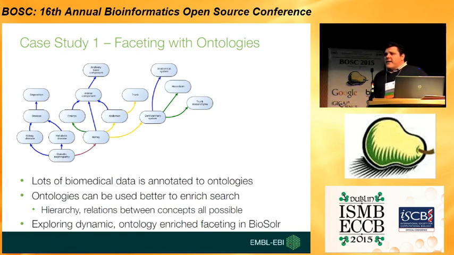I'm going to try and illustrate a little bit more about what we do with a couple of case studies. So the first case study is about indexing and faceting with ontologies. A lot of biomedical data are annotated to ontologies, and you get this kind of rich ontology infrastructure that I think as a community we can probably do a better job of using to enrich our search. So we can use the hierarchy, we can use relations between concepts, all of these things we could use better.